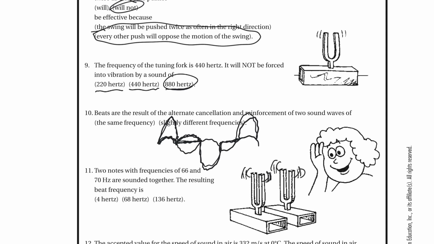So if you set them up, let's say we've got a question here, number 11: two notes of frequency 66 and 70 are sounded together. The resulting beat frequency, so not the tone that you're hearing, but the wah, wah, wah sound. How frequently are you hearing the beats? Those would be the difference between the two frequencies. So you would take 70, subtract 66, and you'll end up with a beat frequency of 4 hertz. That's really cool because you can very easily mathematically predict that.